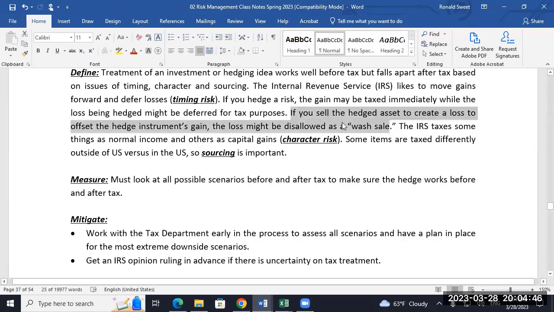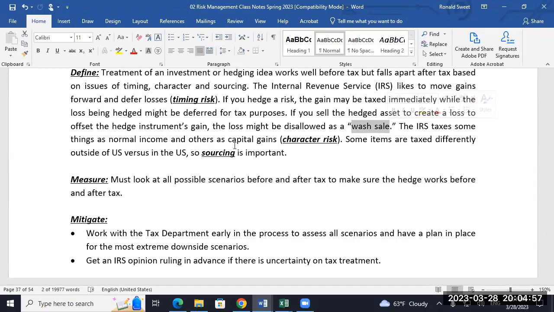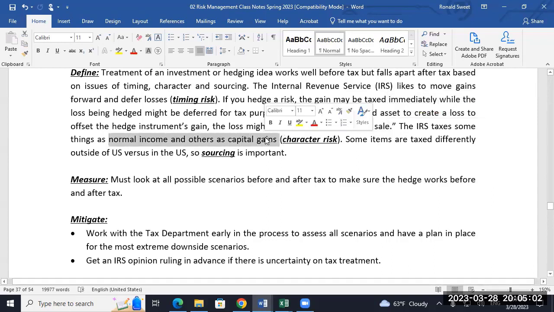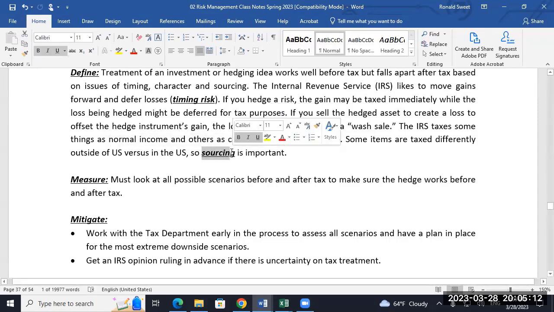And you might say, well, I can create the loss. I'll just sell what had the loss, I'll get the tax loss, and then I can show that on the other side. I'll talk about that here in a second. Then the character of the gain: was it normal income or was it a capital gain? That can be huge as well, or short term versus long term. That's not as material now as it used to be, but it can still be material. And the sourcing: is it US or is it non-US? That can be a big issue. So let me talk about this timing.